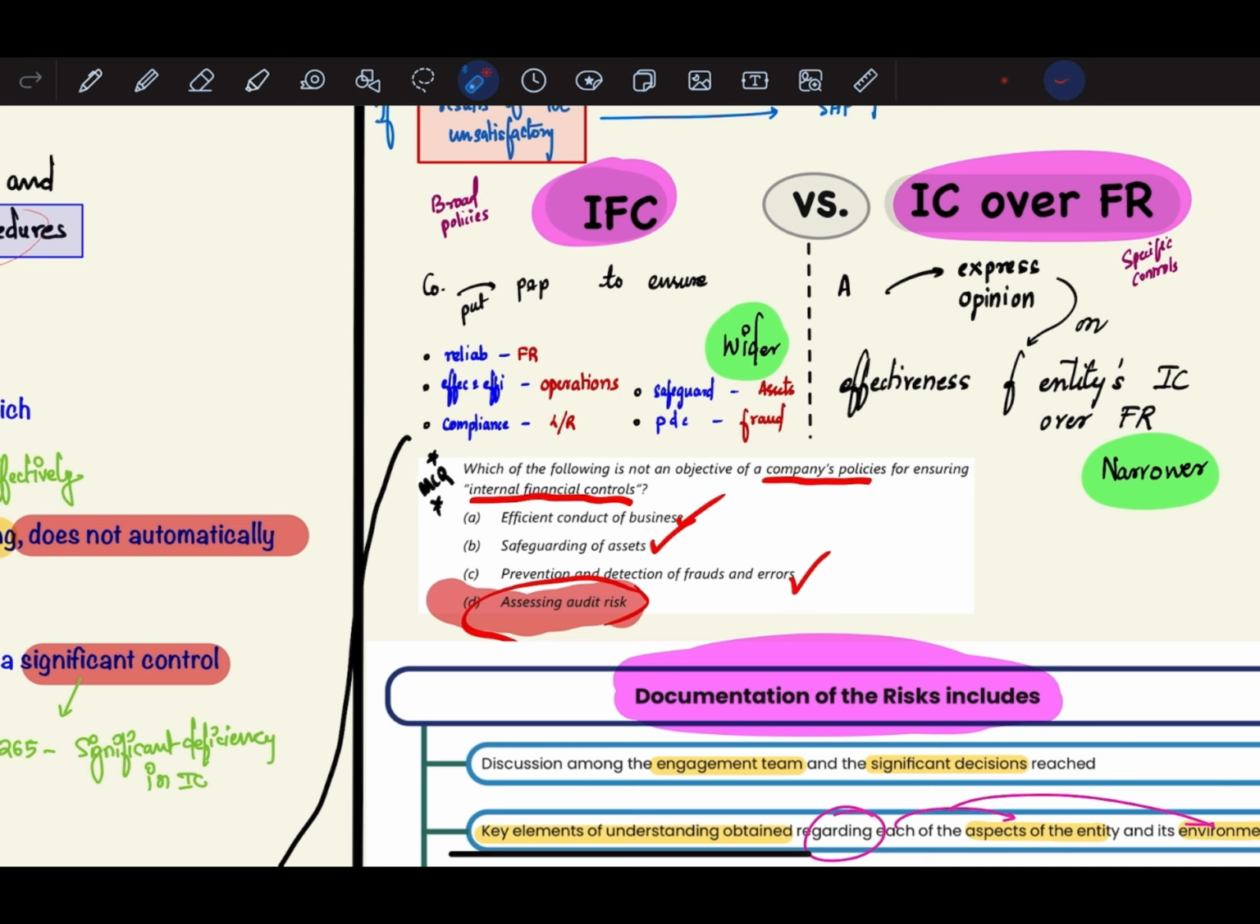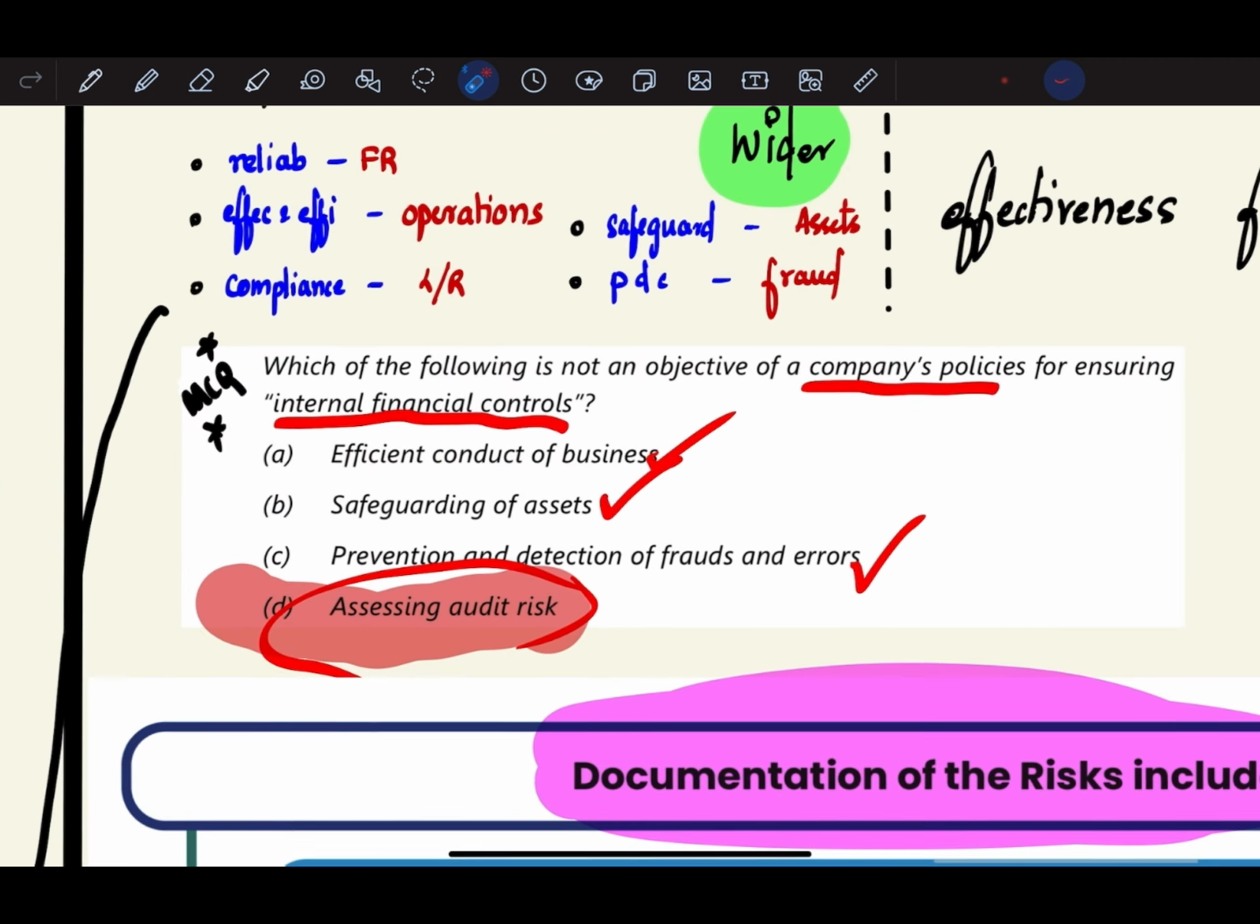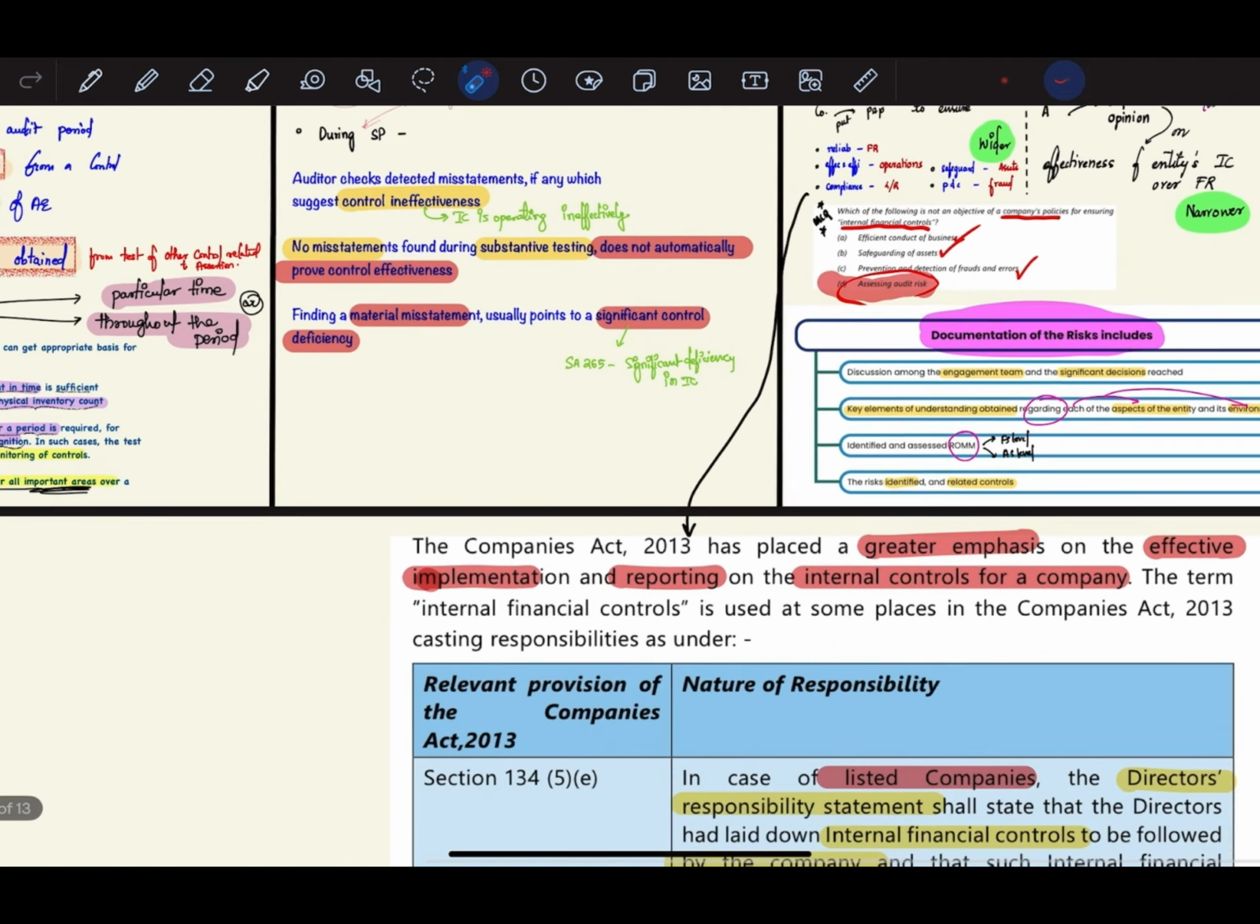Internal control over financial reporting is where the auditor expresses an opinion on the effectiveness of the entity's internal control over financial reporting. This is basically the auditor's opinion on the effectiveness of the entity's internal control. So this is narrow and this is wide. These are basically broad policies and these are specific controls. So there's an MCQ which you can refer to.